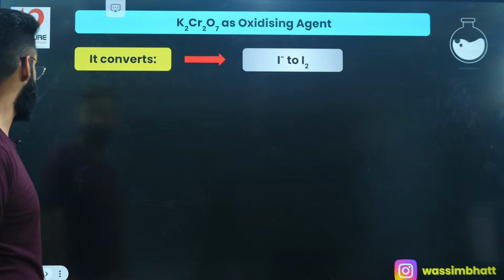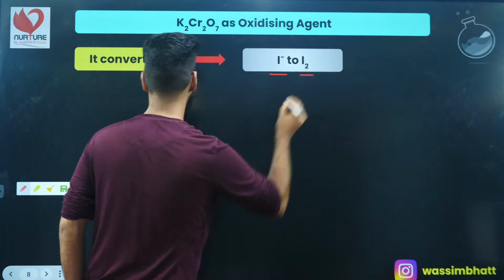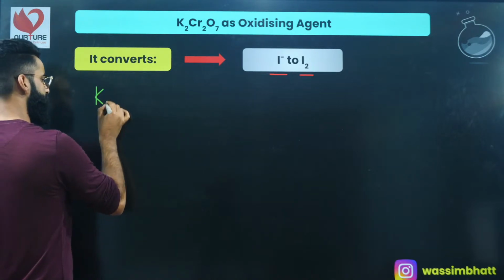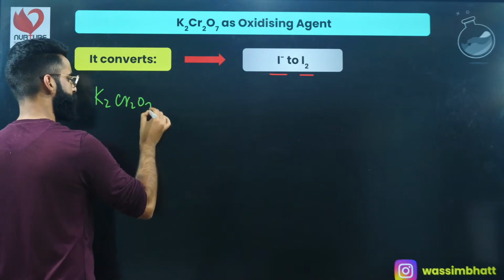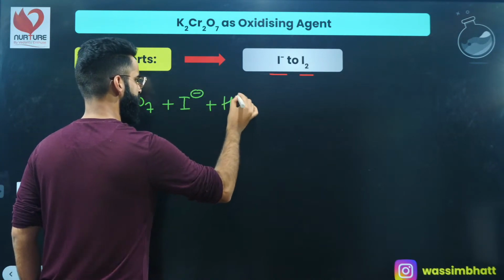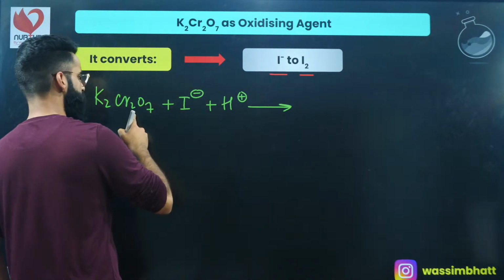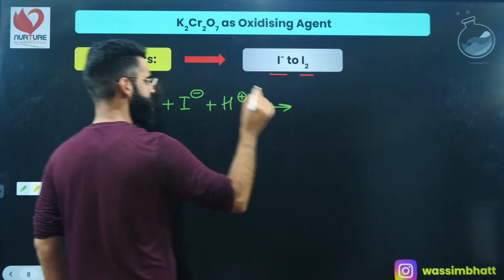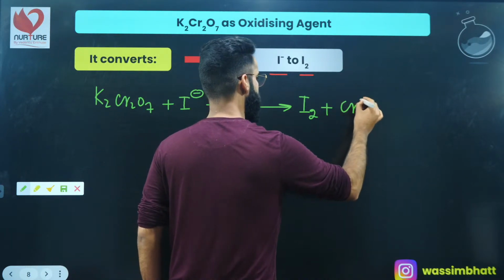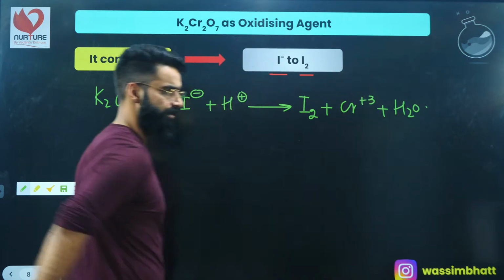Let's move on to one more reaction. The same K2Cr2O7 converts I negative to I2. Let's write the reaction. K2Cr2O7 converts I negative in acidic medium to I2, right? Itself gets converted into Cr tri positive, and with this you'll be writing H2O as well.